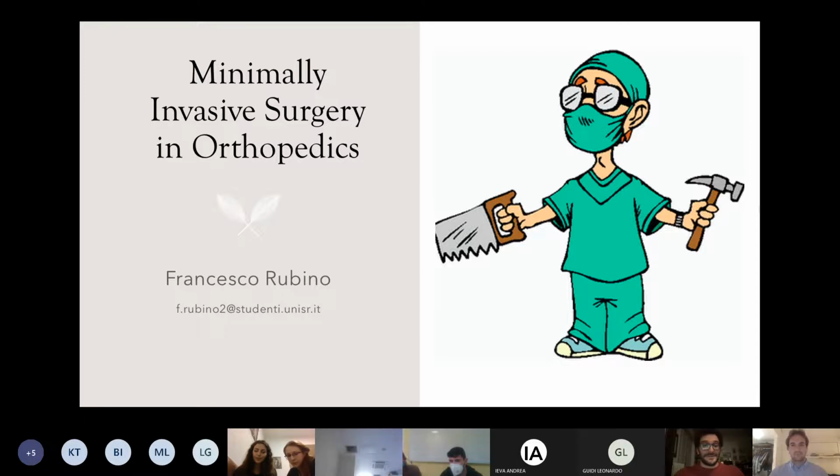And we're going to start tonight with a very diverse presentation given by Francesco Rubino, who is a thesist in orthopedics at Galeazzi. And he specializes and is interested in the differences between minimally invasive surgery and traditional open surgery. So we will have a diverse presentation, slightly gruesome, funny, and very interesting as well. So the stage is yours.